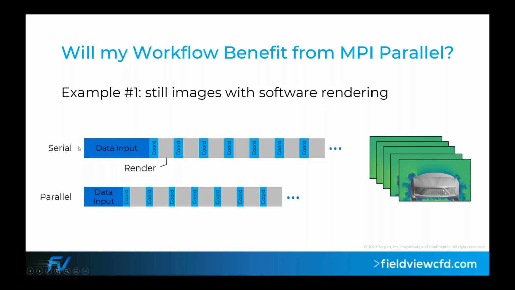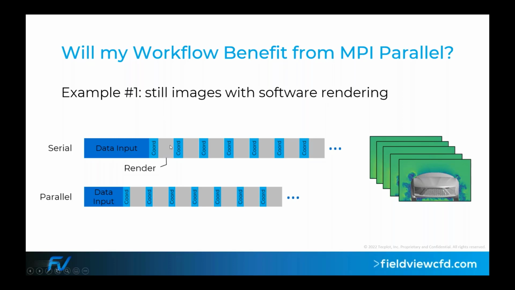He was making still images for a steady state case using software rendering. So if we compare serial to parallel for his case, I've mentioned that with MPI parallel, what's going to really be improved is the read time, shown with the blue bar over here. So by having a smaller bar, I'm showing here that the time is reduced. The coordinate surface creation, or word for cut planes in FieldView, is accelerated as well, but to a lower extent because this is already very optimized in FieldView.